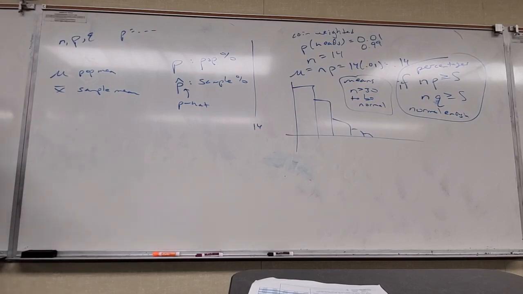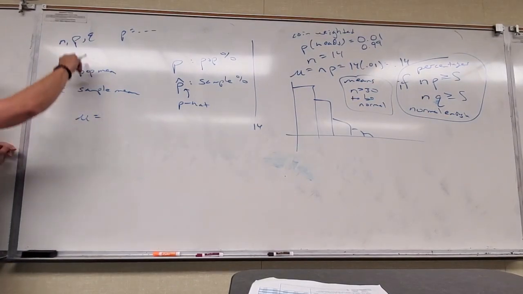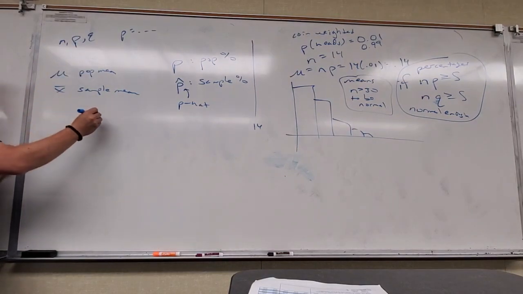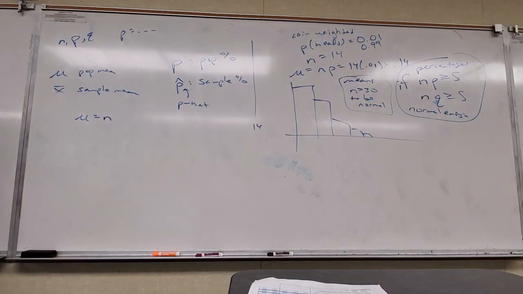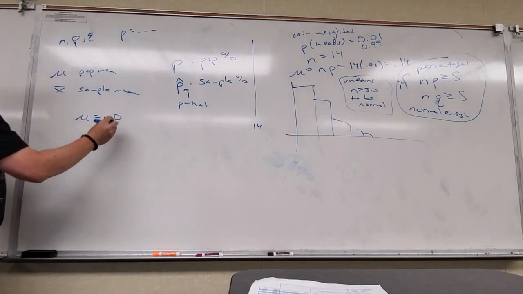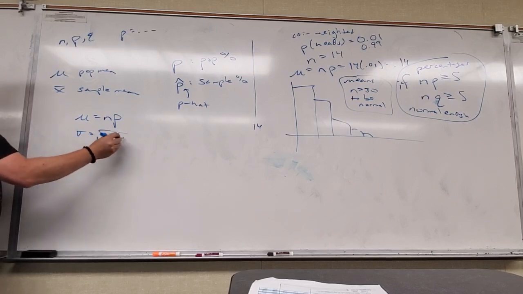Okay, so those are some ground level things before we even construct the formula for percentages. Remind me, what's the formula for the mean of an NPQ problem? No, not probability, just the mean. NP. And the standard deviation? Square root of NPQ.